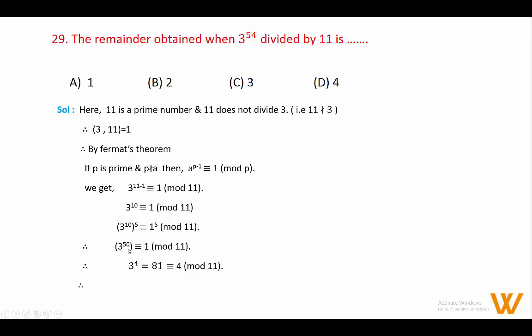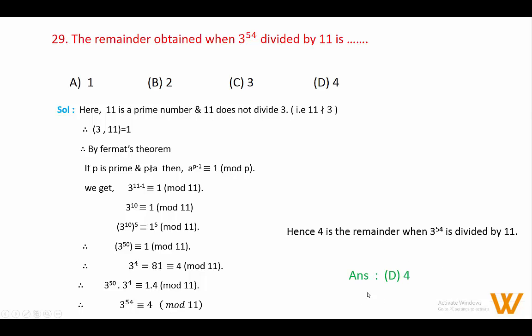So therefore the product of 3 raised to 50 and 3 raised to 4 is congruent to 1 into 4 mod 11. 3 raised to 50 into 3 raised to 4 is 3 raised to 50 plus 4, which means 3 raised to 54 is congruent to 4 mod 11. So the remainder when 3 raised to 54 is divided by 11 is 4. So the answer is option D, 4.